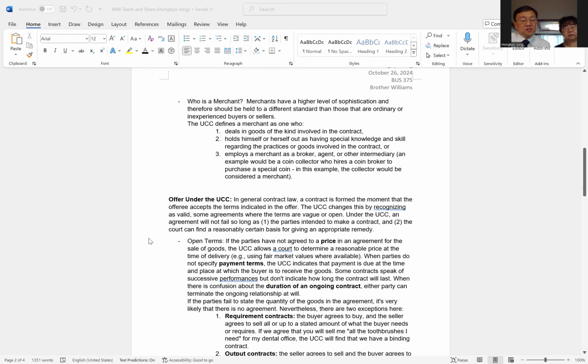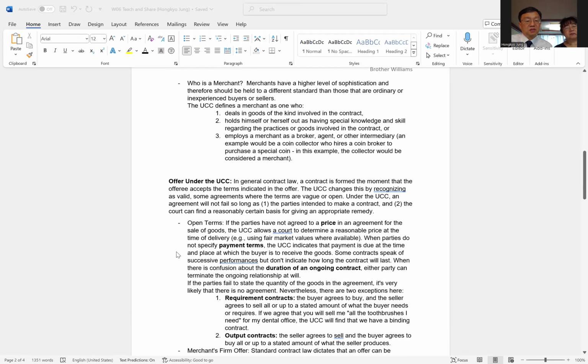Offer under the UCC. In general contract law, the contract is formed at the moment that the offeree accepts the terms indicated in the offer. The UCC changes this by recognizing as valid some agreements where the terms are vague or open. Under the UCC, an agreement will not fail so long as the parties intended to make a contract and the court can find a reasonably certain basis for giving an appropriate remedy.